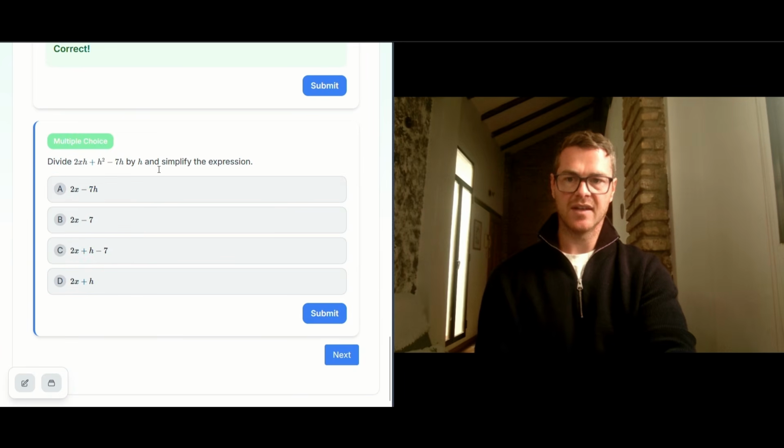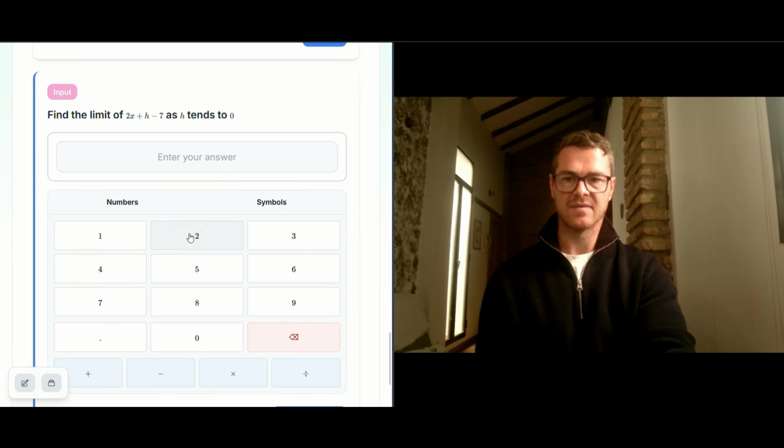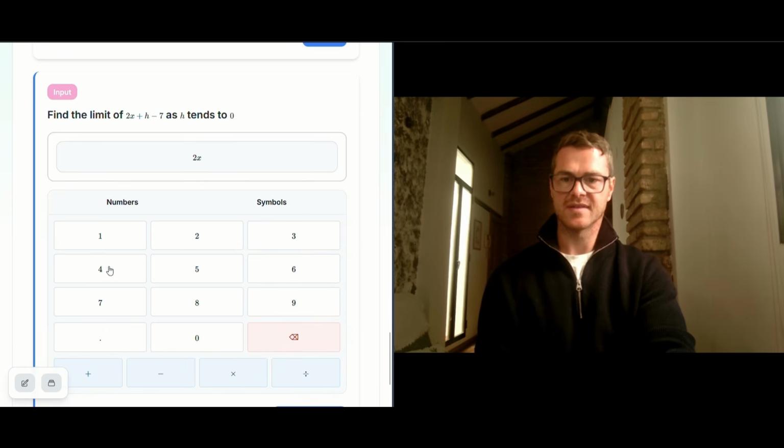And then I'm going to divide by h. So I'll have 2x plus h minus 7. And then anything that has an h in it, I'm just going to tend to 0. So I'm going to have 2x, and I'm going to have a minus 7.